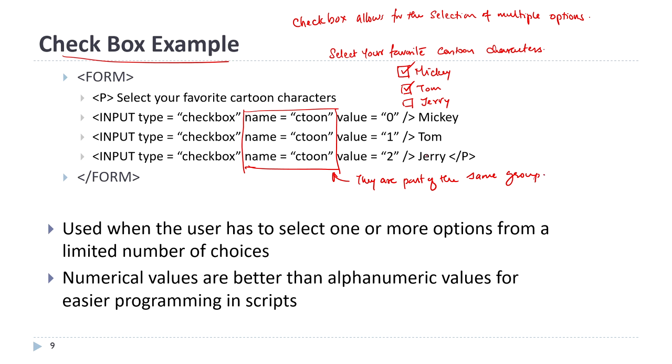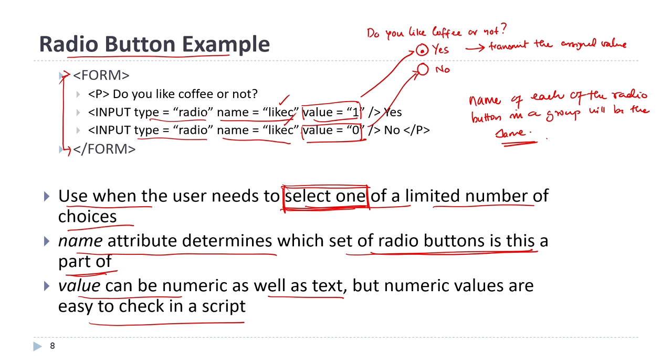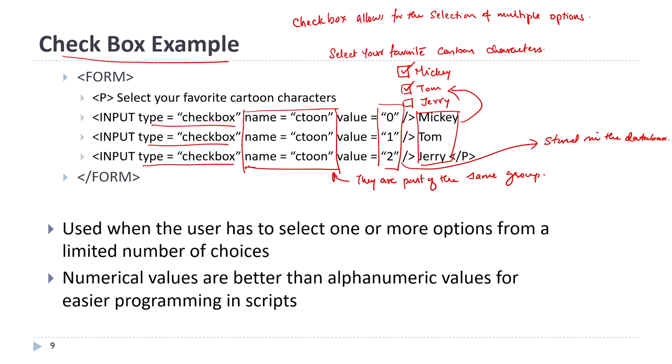Whatever you see here is what gets displayed here. This value you do not get to see. This value only gets stored into the database. So, that is this part. And then you can see that the input type is checkbox compared to the previous one, where the type is radio. Radio is select one of the limited options. So, in a checkbox, the user can select one or more options from a limited number of choices. So, the keyword is select one or more.